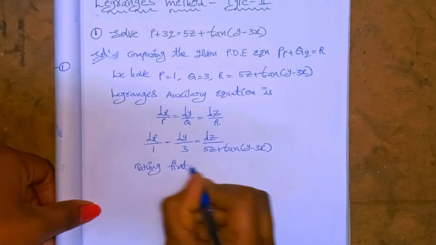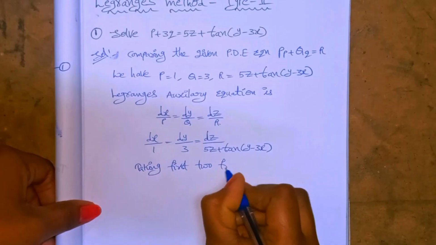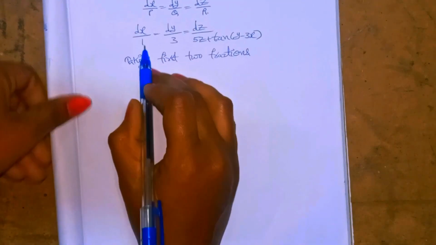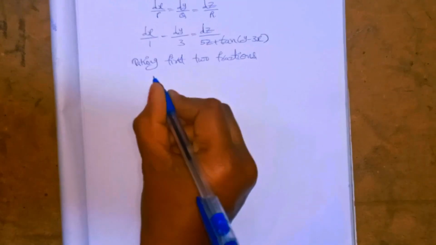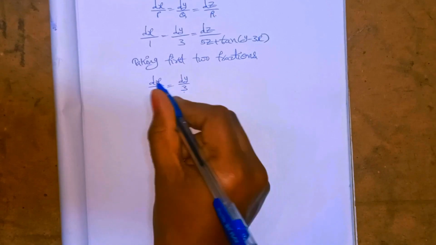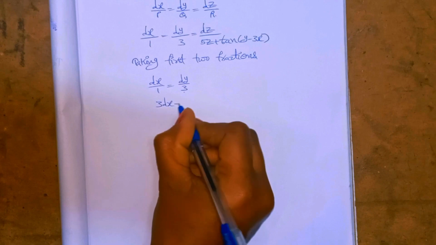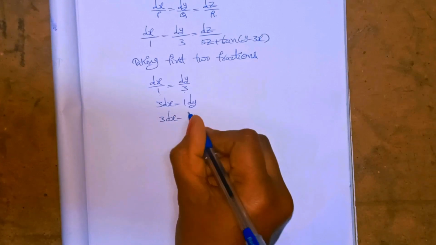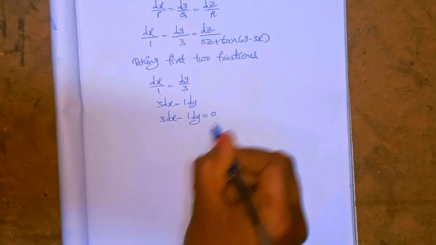Taking the first two fractions, dx by 1 equals dy by 3. So 3 into dx equals 1 into dy, that is 3 dx minus dy equals 0.